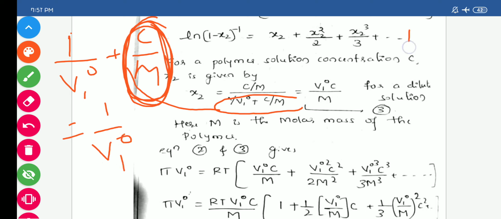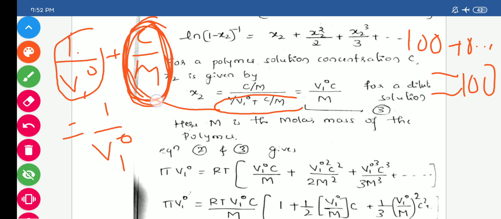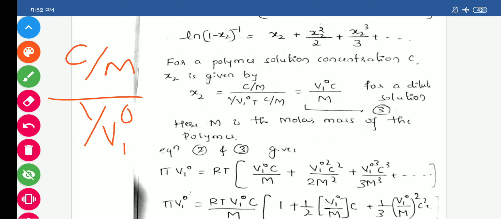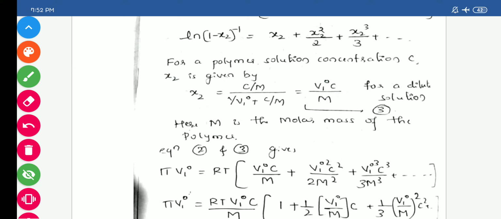As I already told you, the solvent will be 100 plus the solute is 0.00 something, which means directly it is nearly equal to 100, right? So 1 by v1 naught is much greater than c by m, so we neglect this c by m, we directly write 1 divided by v1 naught. So what happens in this equation? C divided by m divided by 1 divided by v1 naught. So when 1 divided by v1 naught goes to the denominator, we get v1 naught c divided by m. So v1 naught c divided by m, we call this equation 3.